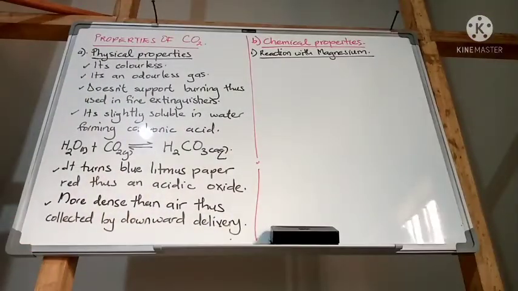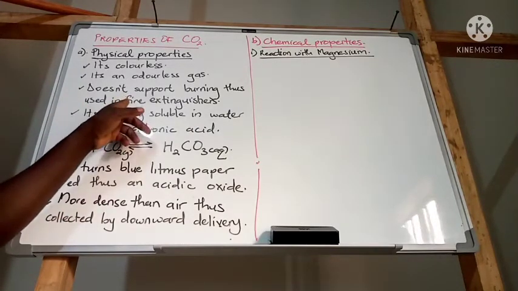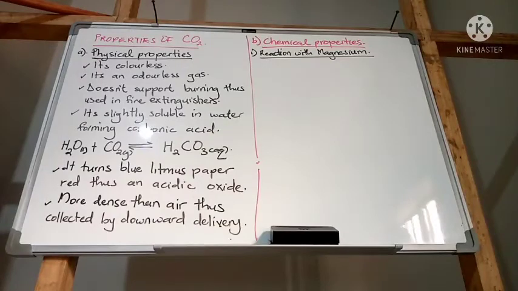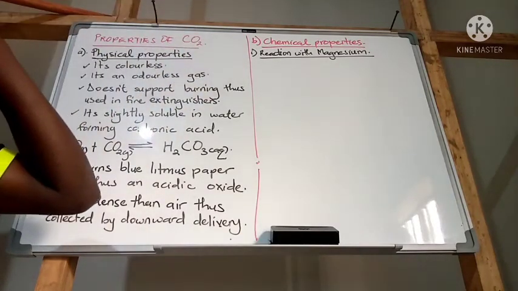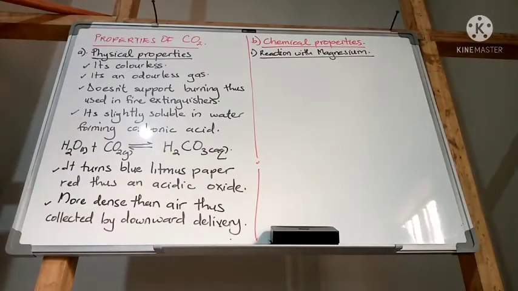Reaction with magnesium. When you lower a piece of magnesium into carbon dioxide, however much carbon dioxide does not support burning, the burning magnesium ribbon will continue to burn. Because when you look at the formula of carbon dioxide, it contains oxygen, and magnesium has a higher affinity for oxygen. So it's going to continue burning, and the magnesium will decompose the carbon dioxide to carbon and oxygen. So magnesium will burn with oxygen, and carbon will be let to go.